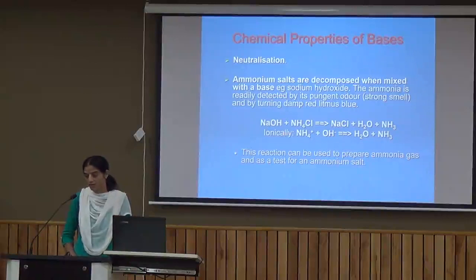Ammonia is readily detected by its strong smell, that is pungent odor, and by turning red litmus blue. How can we identify this? By litmus paper, which will turn from red to blue. This helps us to identify its basic nature. In the reaction shown here, ammonia gas is formed, and this ammonia gas is basic in nature, which can be detected by litmus paper turning from red to blue.